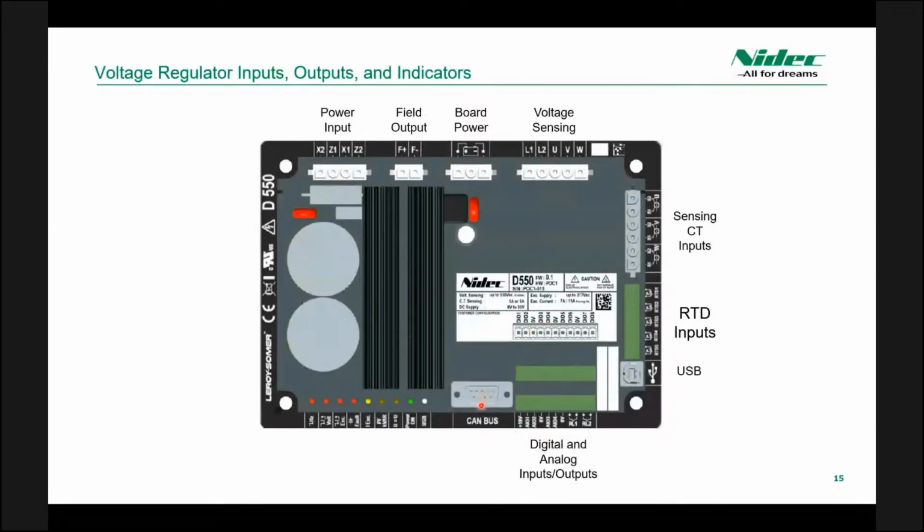The CAN bus is used as a serial output for monitoring different aspects of the generator and regulator. And then these indicators over here, typically a regulator will have several lights on the front for the most critical faults or voltage regulation or the regulation modes.